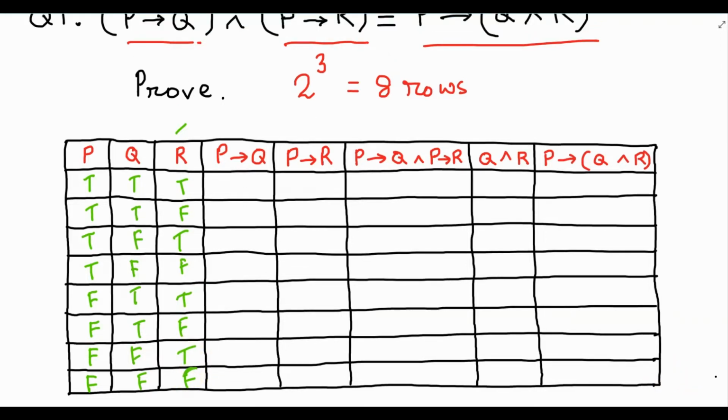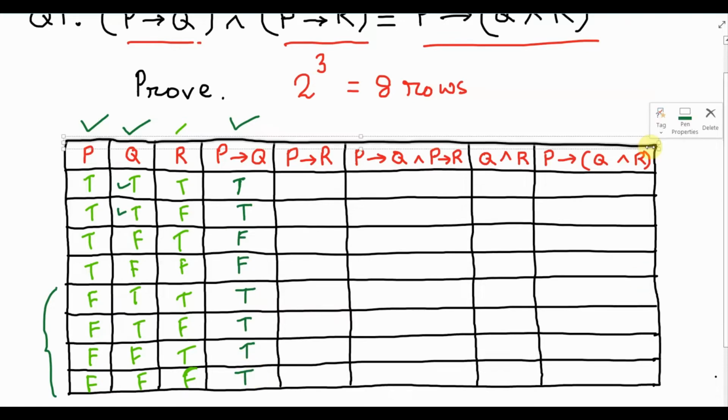The next column is P implies Q, which depends on the truth values of columns P and Q. Whenever P is false or Q is true, the P implies Q column is true, otherwise false. Enter truth values for the P implies Q column. Similarly, you can evaluate the P implies R column using P and R column values. Enter values for the P implies R column.